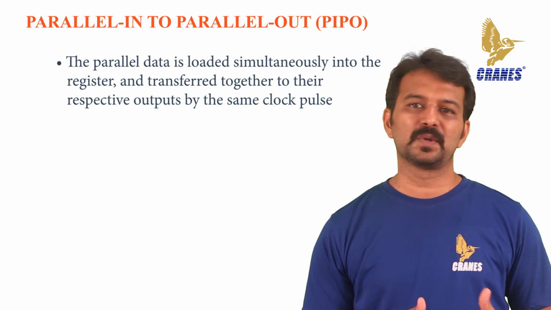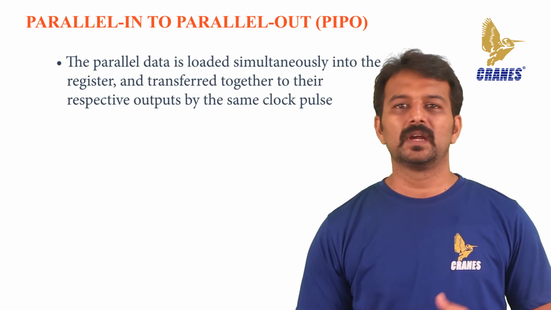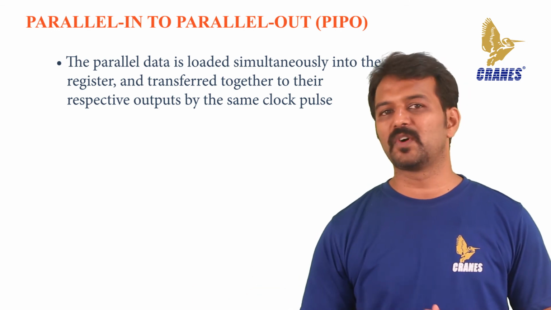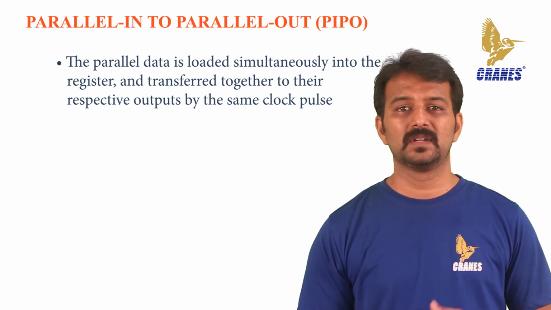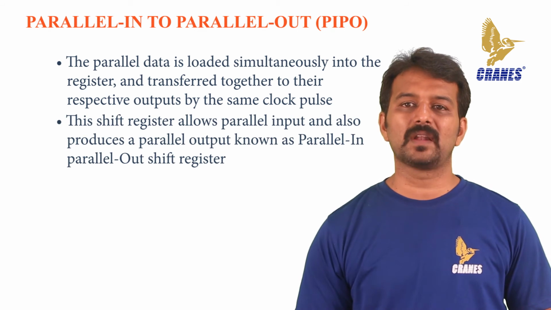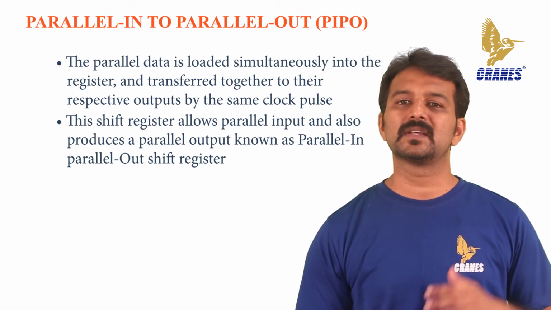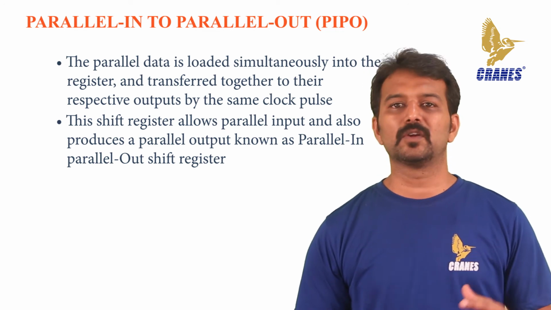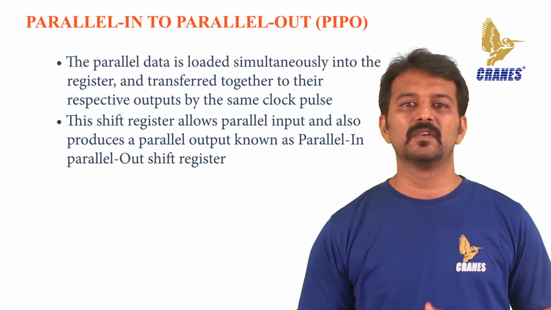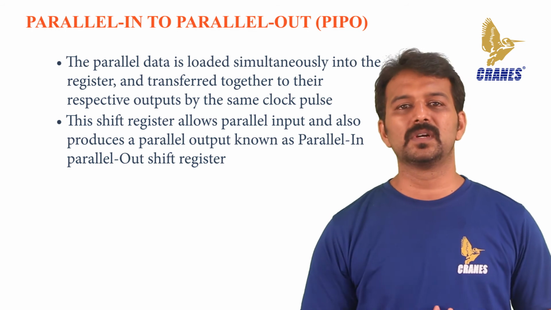The parallel data is loaded simultaneously into the register and it is transferred together to their respective outputs by the same clock pulse. This shift register allows parallel input, that is the data is given separately to each flip-flop, and it is loaded in a simultaneous manner. And it also produces a parallel output, which is known as the parallel in, parallel out shift register.